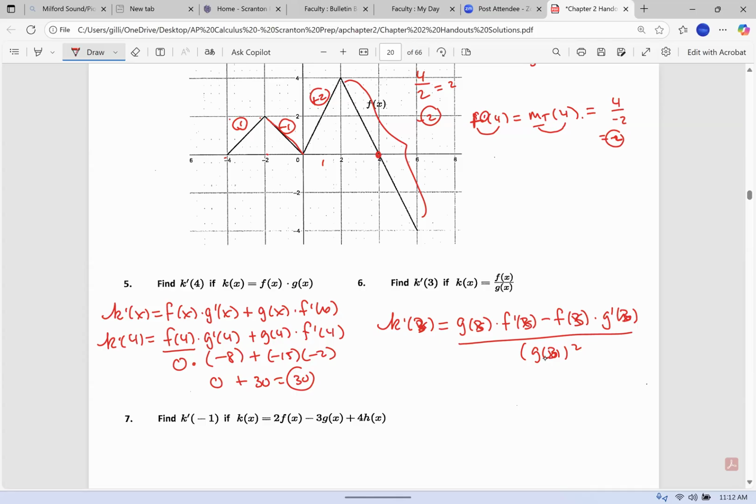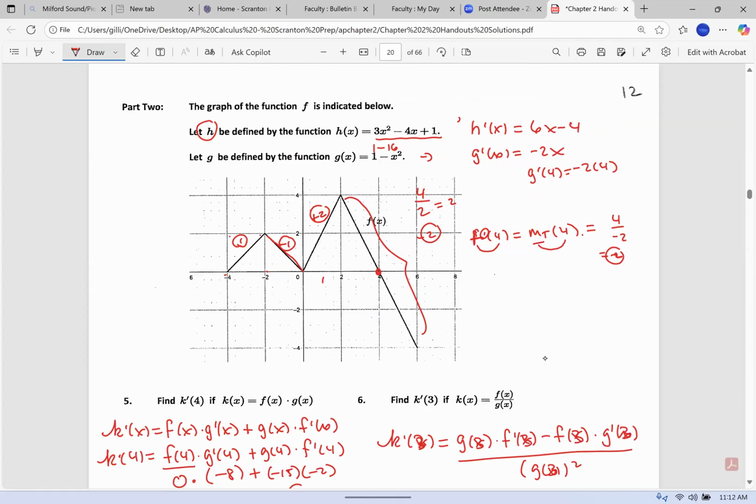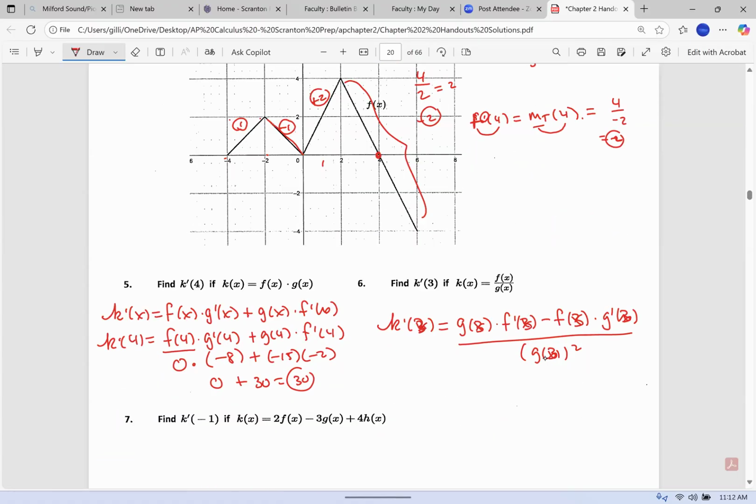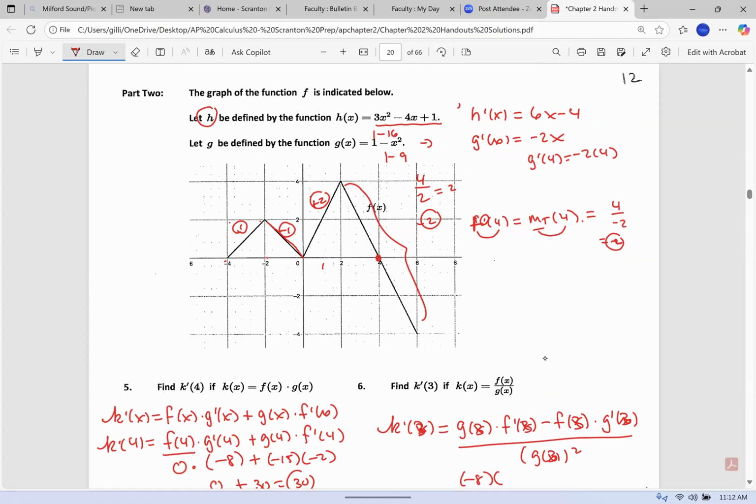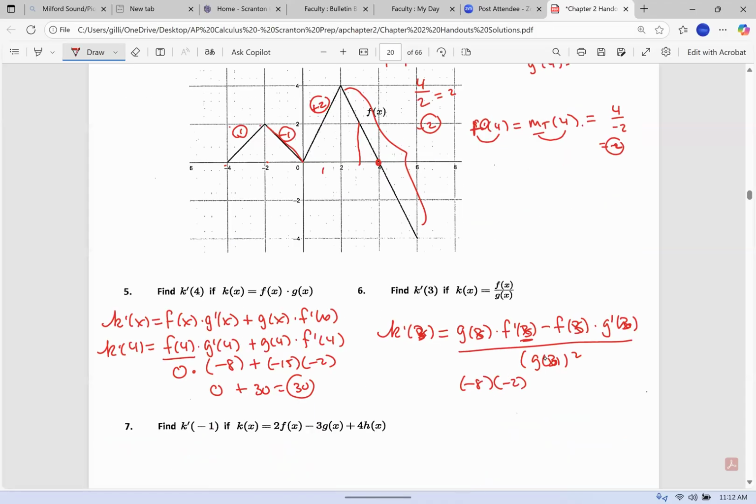So what's g at 3? I've got to go here. And 1 minus 9 is minus 8. So I'll keep track of that pretty nicely. F prime at 3 is the slope of the tangent of f at 3. Well, 3 is still a point contained on this line, and that slope has not changed. So that would be minus 2.